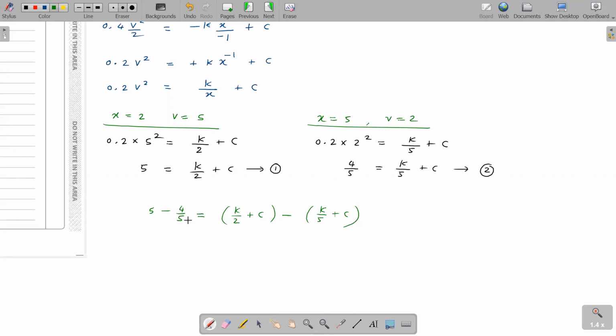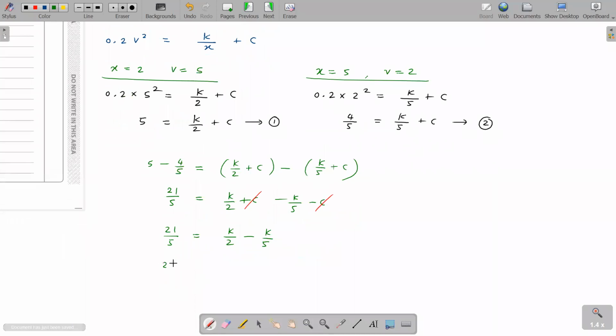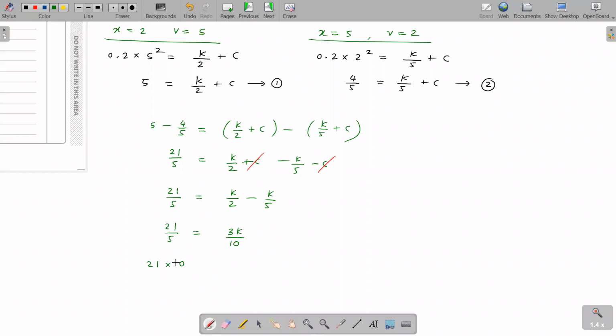5 minus 4 over 5 is 25 minus 4, that's 21 over 5, equals k over 2 plus c minus k over 5 minus c when you open. So the c cancels out. k over 2 minus k over 5, right? So 5k minus 2k, that's 3k over 10. So 21 into 10 over 5 into 3 equals k. I get k is 7 times 2, which is 14. When you input everything, k is 14.